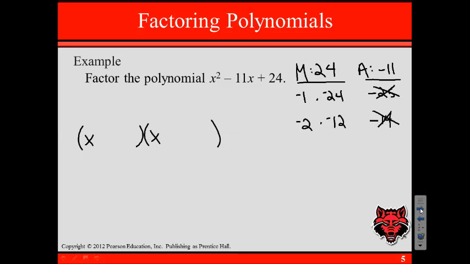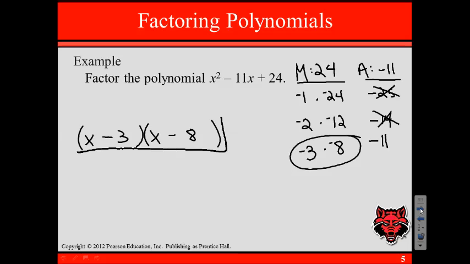So we continue to find factors of 24, negative 3 and negative 8. And negative 3 plus negative 8 is negative 11. So negative 3 and negative 8 are exactly the two numbers we want to complete our binomials. And just like last time, we could do our check step and find that this is exactly what the answer should be.